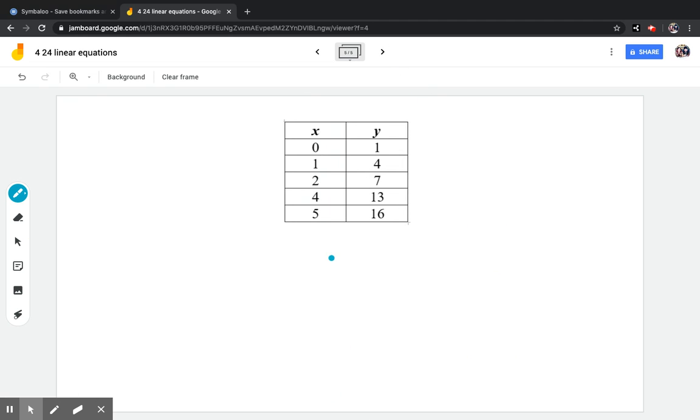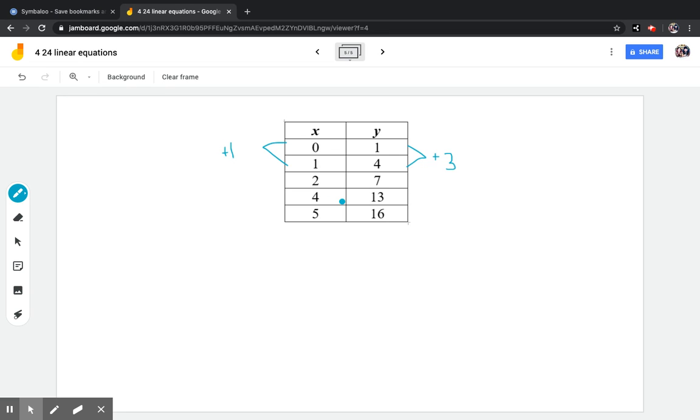Okay, so this one was nice and easy, but let's do another one where m is not going to equal 1. All right, so we have our y change is 1 to 4, which would be adding 3. Then check, make sure that the whole thing works out. So 4 to 7 is plus 3. 7 to 13 is plus 3. 13 to 16 is plus 3. All right, your x, 0 to 1 is plus 1, plus 1, plus 1, plus 1.